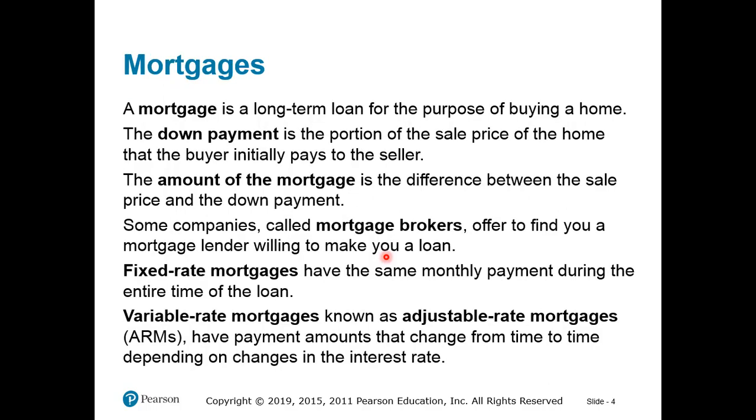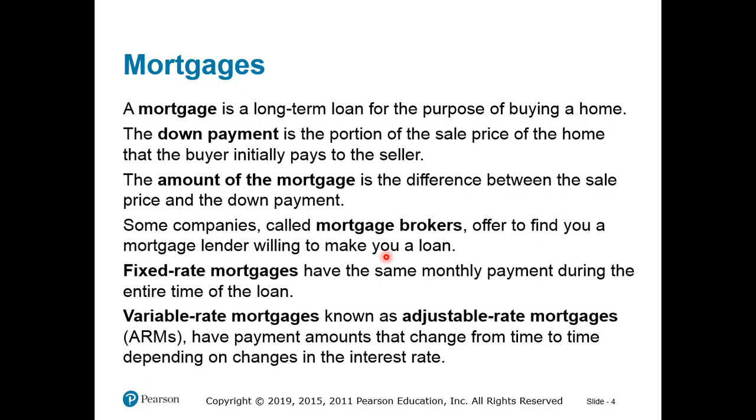So here is the terminology, some of the stuff you're going to need to understand. A mortgage is a long-term loan for the purpose of buying a house. A mortgage involves regular payments over a fixed number of years, so this is an installment loan. A mortgage is a long-term loan specifically for buying a home.